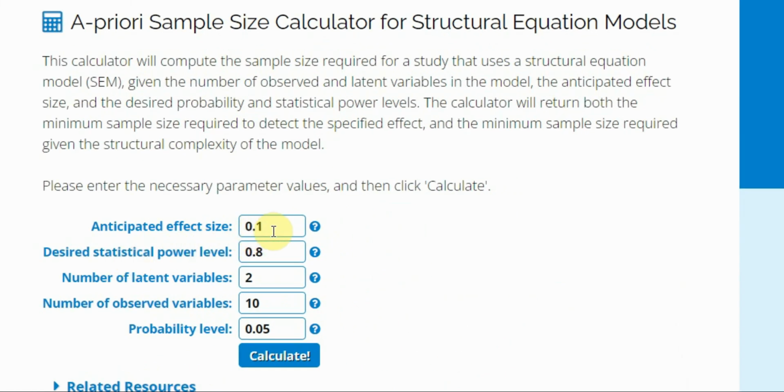So let's say my anticipated effect size is 0.2. I'm going to go for a moderate effect size. The minimum required statistical power is 0.8. Number of latent variables, let's say I've got 5. And I've got observed variables, the manifest variables, the number of items is, let's say, 30. And the probability level, as in social sciences, is 0.05. So I've got it here.